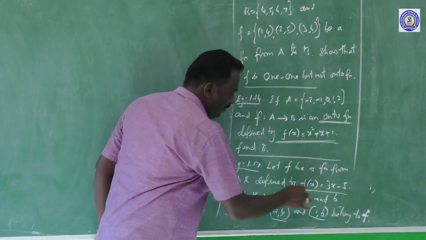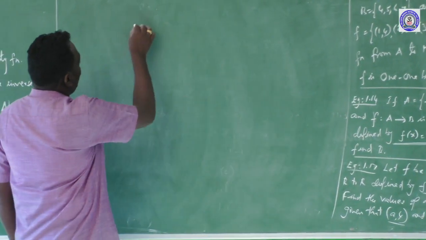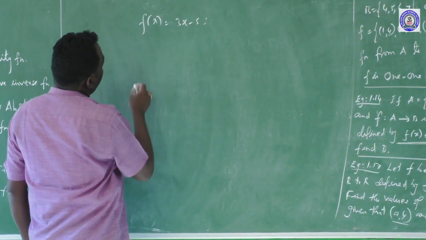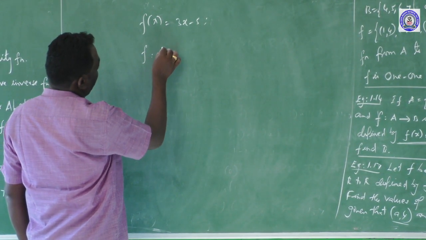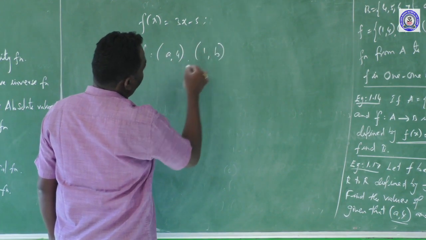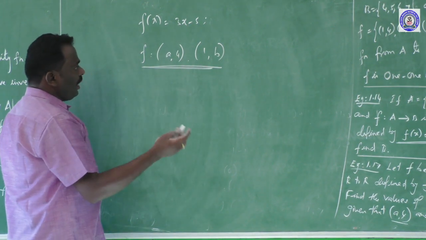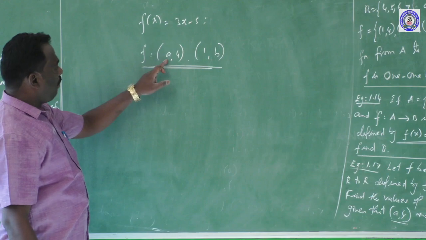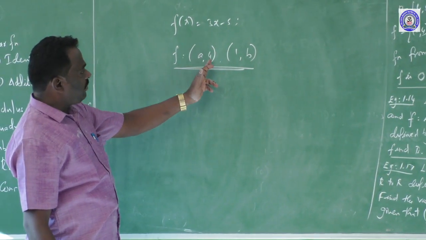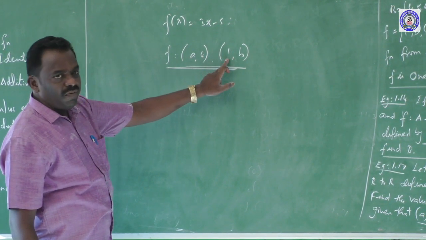The function is f of x equal to 3x minus 5. One of the ordered pairs given is (a, 4), and another ordered pair given is (1, b). Using these two ordered pairs, find the values of a and b. We already know the first elements belong to set A and the second elements belong to B. The function values are called the second element and the x values are called the first element.